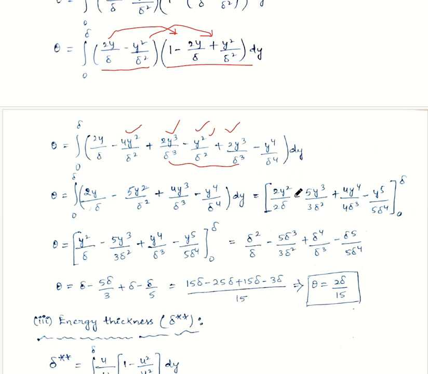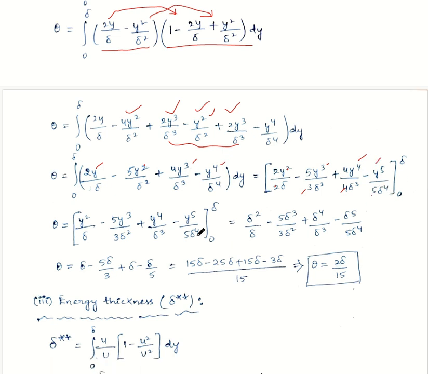So now integrate this. Integral of y becomes y square by 2. Integral of y square becomes y cube by 3. Integral of y cube becomes y power 4 by 4. And integral of y power 4 becomes y power 5 by 5. And again a simple basic calculation, 2 and 2 will get cancelled, here 4 and 4 get cancelled, write whatever is left over here, apply the limits.